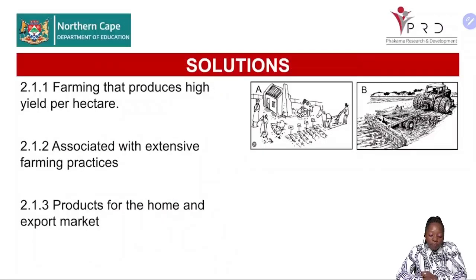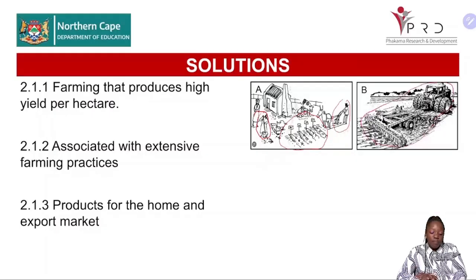Looking at our first question, remember I said to you, before you even answer, you're supposed to identify what type of farming is at A and what type of farming is at B. So looking at A, you are seeing that this person here is doing manual labor, and even this one there is doing manual labor, and there is a piece of land that they are farming. So therefore, it's supposed to tell you that this is small scale farming or subsistence farming. Then at B, we realize that they are using equipment, which is the tractor, and there is a large area that they are farming, which means this is commercial farming or large scale farming.